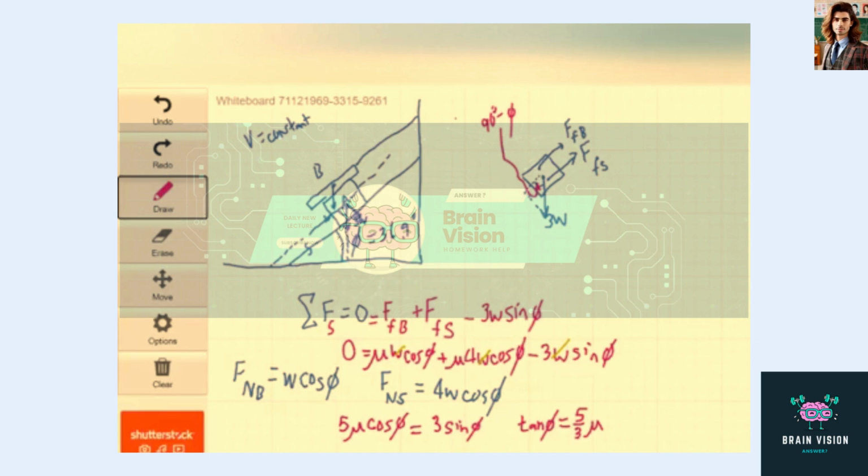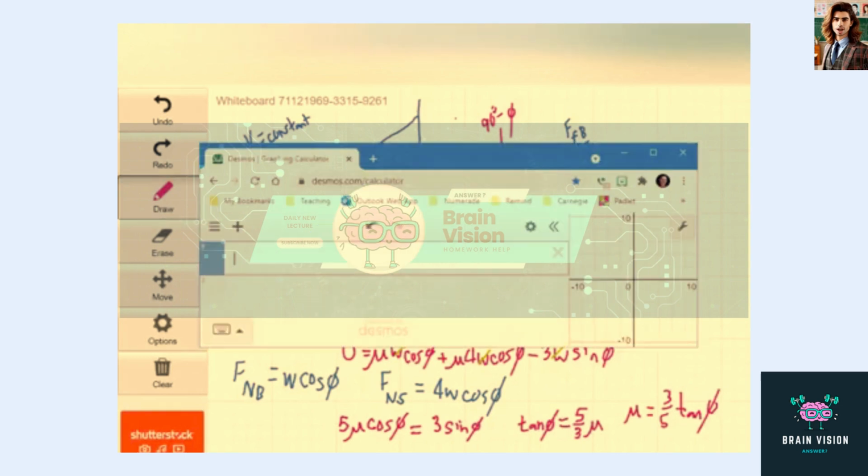Okay. Determine the value of mu. Wait a minute, I'm trying to figure out mu. So mu is going to be 3/5 tangent phi. Okay, so let's use the calculator here. 3/5 tangent of phi, which is 36.9 degrees.